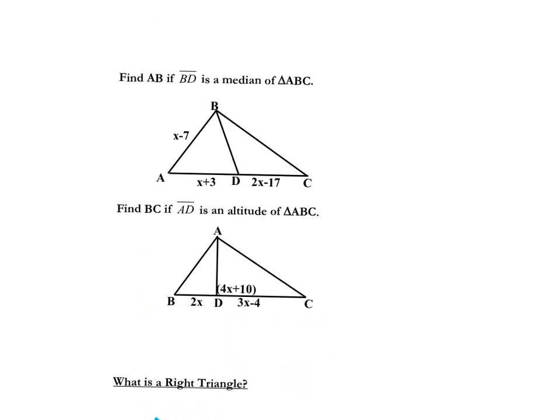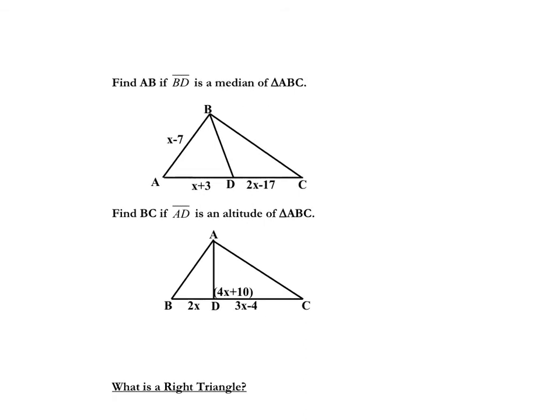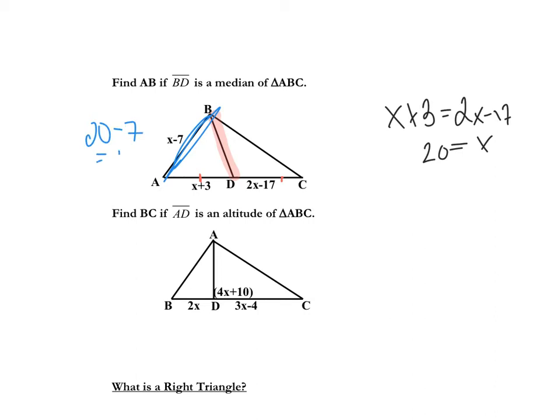So it says find AB if BD is a median. So we know the definition of a median states that these two are going to be congruent because a median starts from the vertex and goes to the opposite side midpoint. So we can go ahead and set these two equal to each other. So x plus 3 equals 2x minus 17. So we get x equals 20. But the directions said to find AB. So I'm just going to do 20 minus 7 gives me 13.